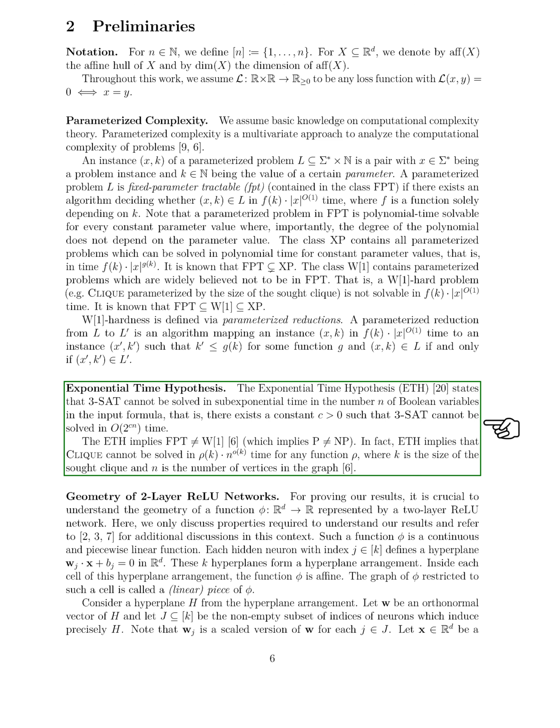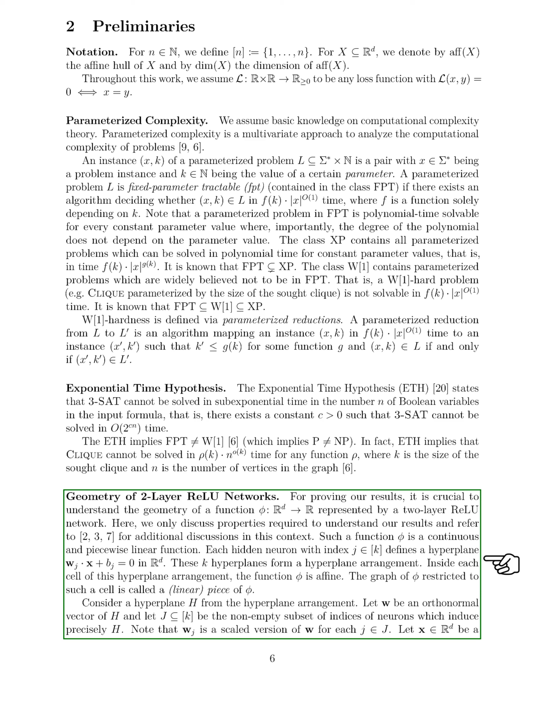Now, let's talk about the geometry of two-layer ReLU networks. These networks represent a function that's continuous and piecewise linear. Each hidden neuron in the network defines a hyperplane, or a subspace of one dimension less than its ambient space, in a multidimensional space. These hyperplanes form an arrangement, and within each cell of this arrangement, the function is affine, or linear. A hyperplane in this arrangement is defined by a vector that's orthogonal, or at right angles, to it.